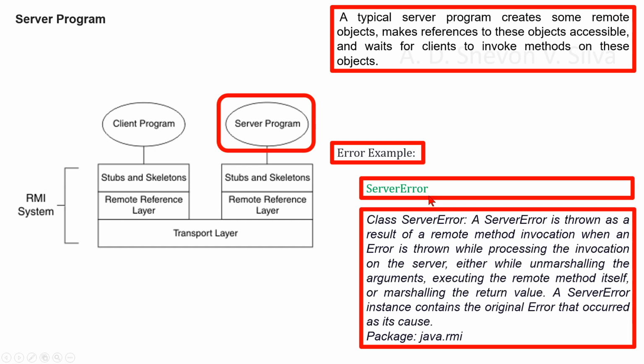As an error example, we can consider ServerError. A ServerError is thrown as a result of a remote method invocation when an error is thrown while processing the invocation on the server, either while unmarshalling the argument, executing the remote method itself, or marshalling the return value. A ServerError instance contains the original error that occurred as its cause. This class ServerError is in package java.rmi.